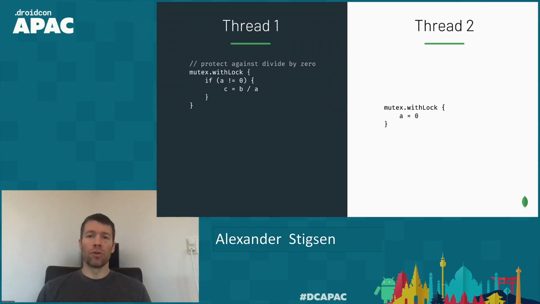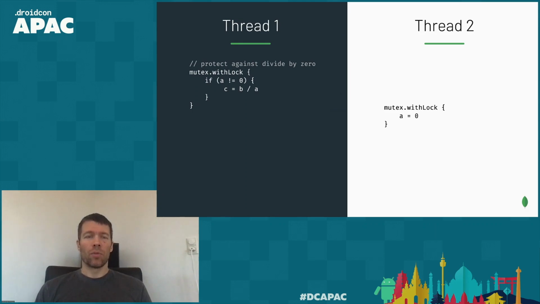We actually don't control the order here. In principle, the A equals 0 could happen before or after what happens on thread 1. Again, that is timing dependent. But what we do know is that it can never change while within the lock, which is really what we want. We want it to never change while we lock. We want to have the guarantee of consistency. So this is all about consistency.